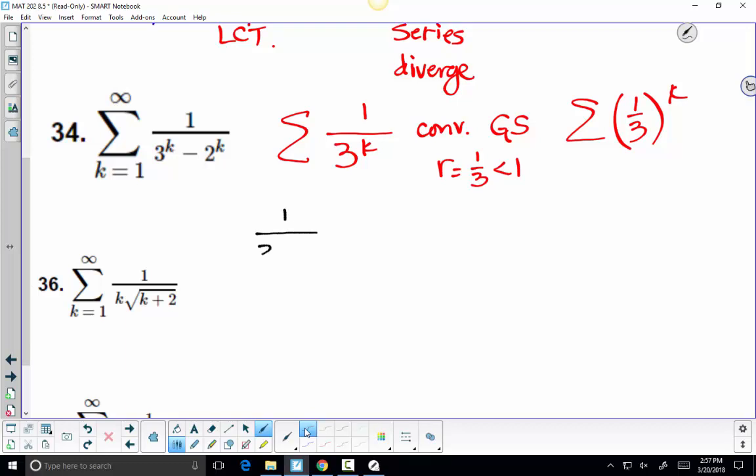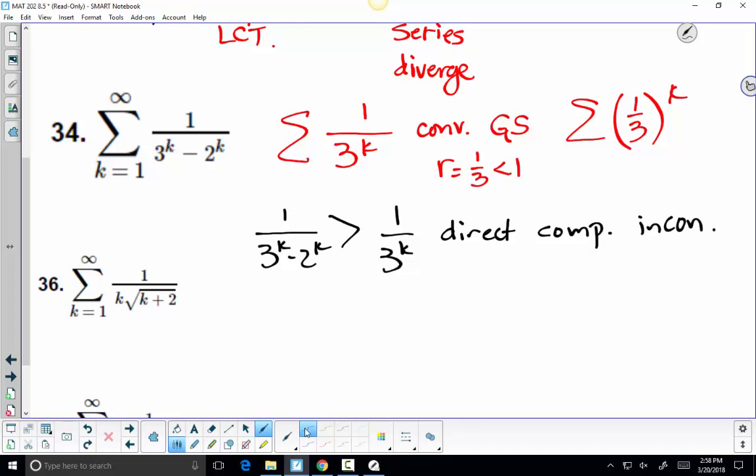So let's put down our a sub k, let's put down our b sub k. Smaller denominator, bigger fraction value. Is that the direction that we need it for a direct comparison? This converges. Our a sub k is bigger. Can a convergent series directly tell us anything about a bigger series? No. So direct comparison is inconclusive. Direct comparison definitely is not going to work there.